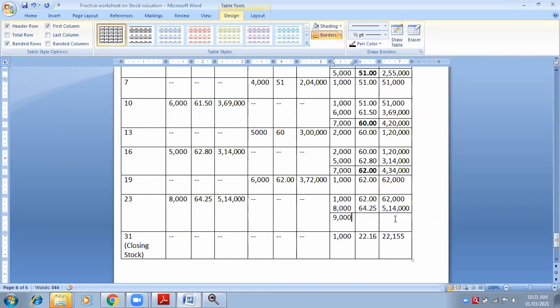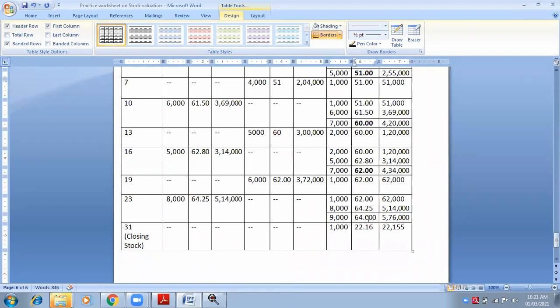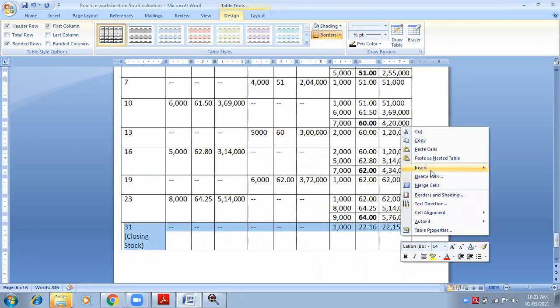Total is 9,000 units. And how much is the amount? 5,76,000. 5,76,000 divided by 9,000. 64.00. Now this rate will be known as the weighted average rate. Okay. Is it clear now, everybody? Yes, ma'am. Okay.